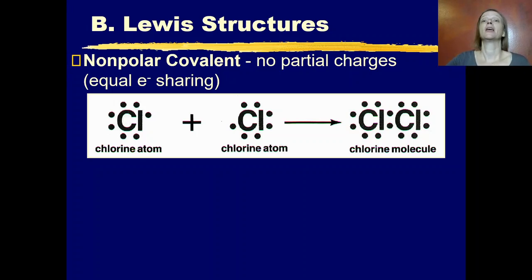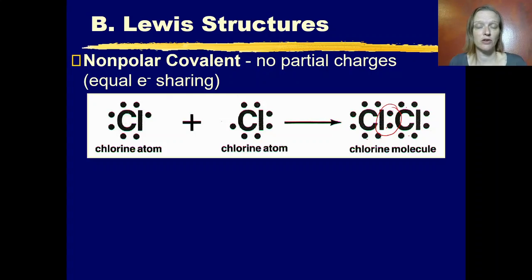So here's an example. Here we have a chlorine atom, and if they come together, then we end up with a shared pair of electrons between the two chlorine atoms, so that each chlorine atom has 1, 2, 3, 4, 5, 6, 7, 8 electrons around it. So we end up double counting those central electrons because they are shared between atoms. But this is an example of a covalent bond and how the Lewis dot structure shows us how we can represent shared electrons.